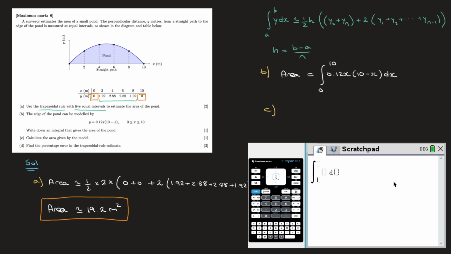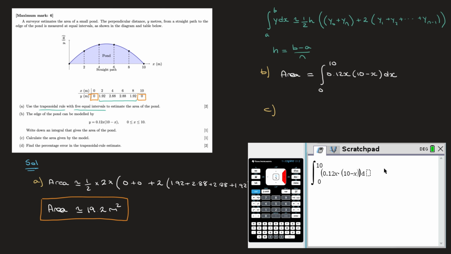So I click on that. And all I have to do now is complete this integral. So the lower limit is 0, the upper limit of the integral is 10, so I type that. In this box here, I type the function's equation, so that's 0.12x times, in parentheses, 10 minus x.